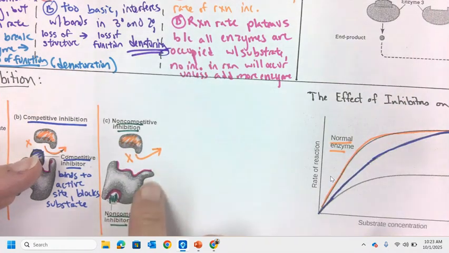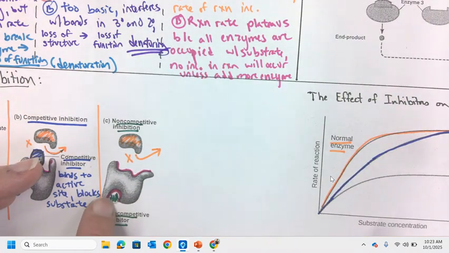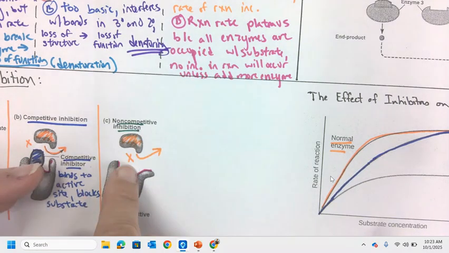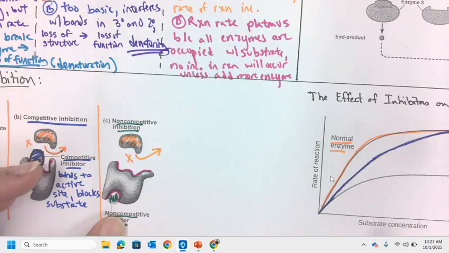This can also be reversible. So this non-competitive inhibitor can pop out of the allosteric site, and the substrate can bind, and the active site will go back to its normal shape. However, typically this stays for longer, and so it really does slow down the reaction rate.